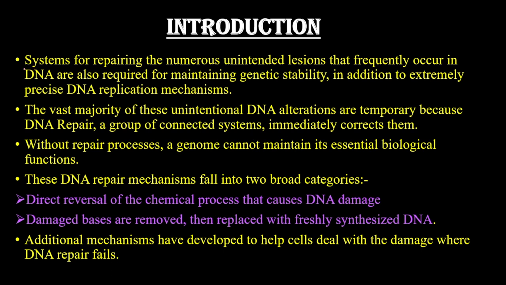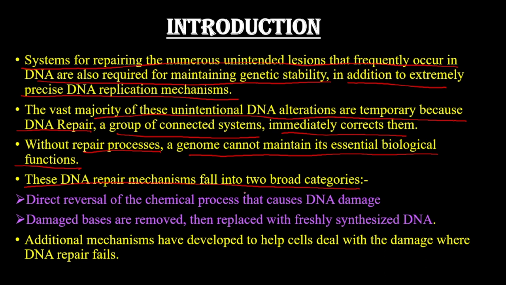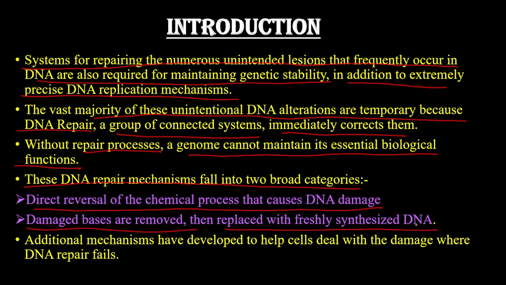So, systems for repairing the numerous unintended lesions that frequently occur in DNA are also required for maintaining genetic stability, in addition to the extremely precise DNA replication mechanisms. The vast majority of these unintentional DNA lesions are temporary, because DNA repair, a group of connected systems, immediately corrects them. Without repair processes, a genome cannot maintain its essential biological functions. These DNA repair mechanisms fall into two broad categories: direct reversal of the chemical process that caused the DNA damage, and removal of the damaged bases followed by replacement with freshly synthesized DNA.